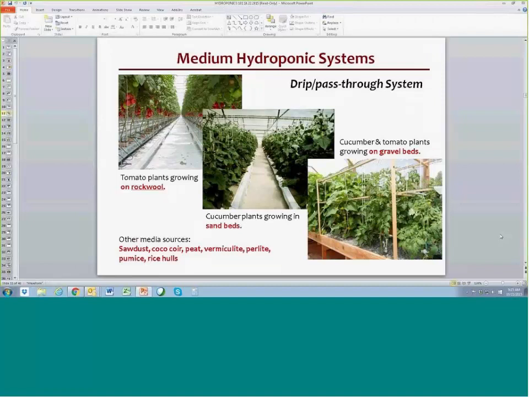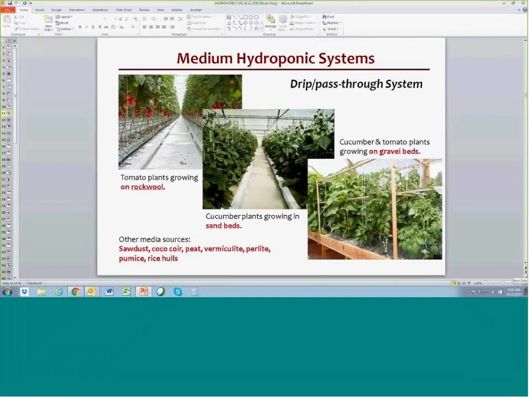And so when we're looking at not leafy greens, but mostly the solanaceous crops like tomatoes or peppers, or cucurbit crops like cucumber, the typical growing medium is actually rock wool, sand beds, it could be gravel beds, but also other media that I mentioned here, like sawdust, cocoa coir, peat, vermiculite, perlite, and rice hulls. So it all depends on where you are located, and then the cost of the media is very, very critical, and the volume.